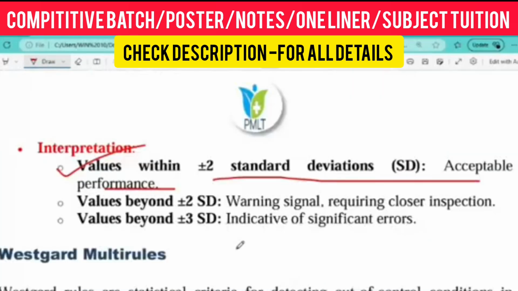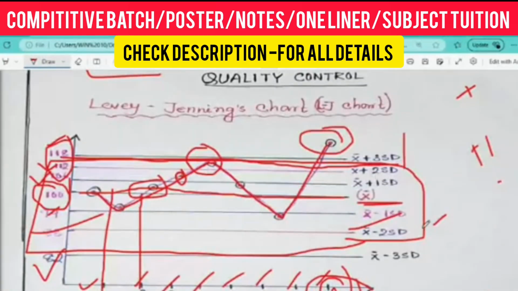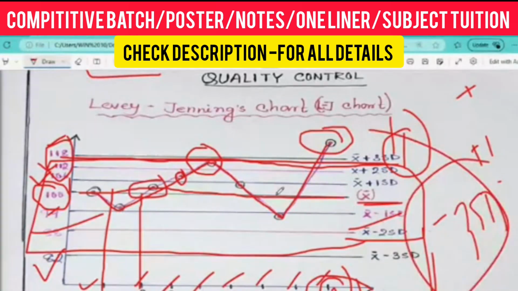Values beyond plus or minus 2 SD are a warning signal requiring closer inspection. Values beyond plus or minus 3 SD indicate a significant error. So whenever it crosses plus or minus 2 SD, it is a signal that an error is happening. Whenever it crosses plus or minus 3 SD, a significant and major error has occurred, so your values are not matching your standard deviation. Getting my point? That is the interpretation of the Levy-Jennings chart.